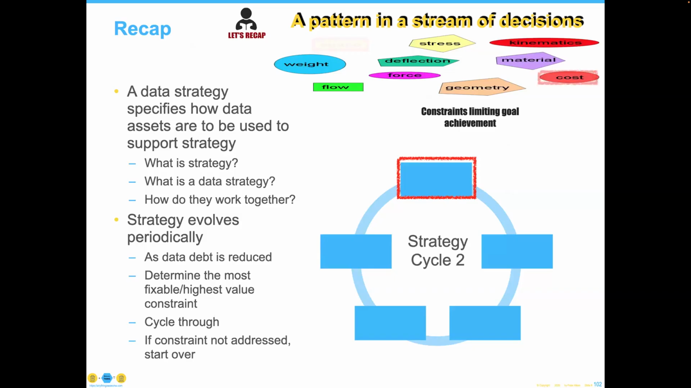Then strategy cycle 2, we can focus in on cost. Once again, around that cycle, is it solved? Great. If not, we keep at it or reevaluate. But the point is, it's constant.